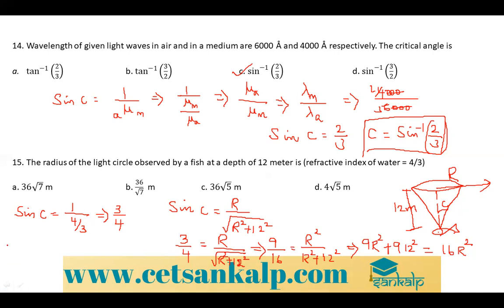So 7 R square is equal to 9 into 12 square. So R square is equal to 9 into 12 square divided by 7. Taking the root, 3 into 12 divided by root 7. So it is 36 divided by root 7. Option B.